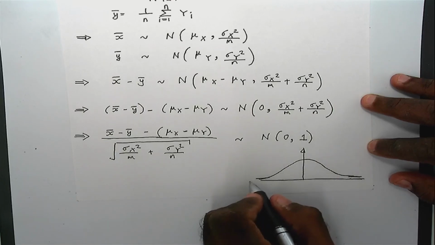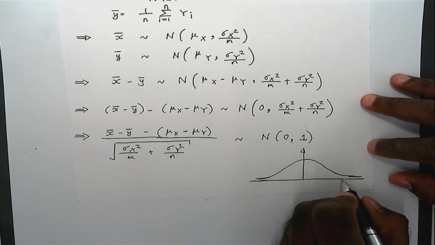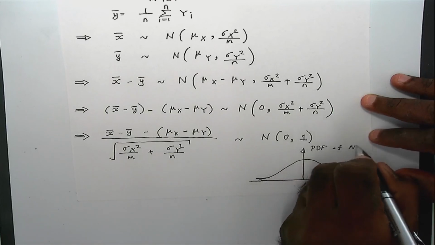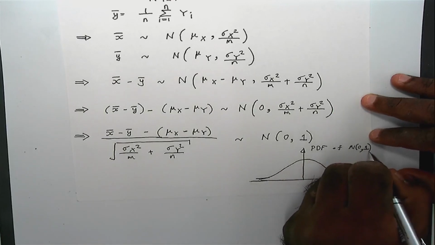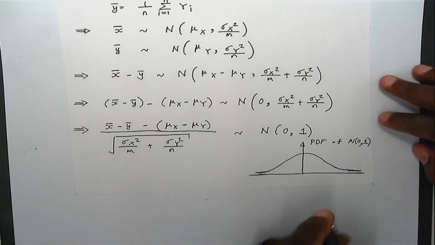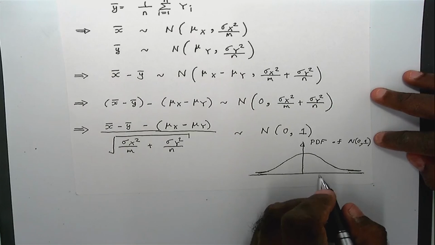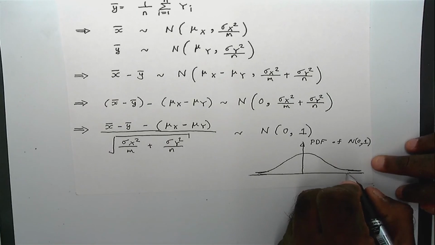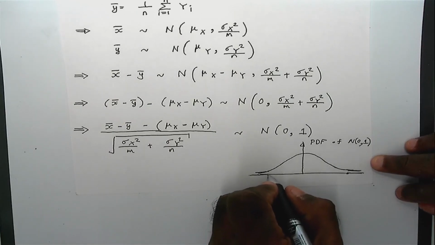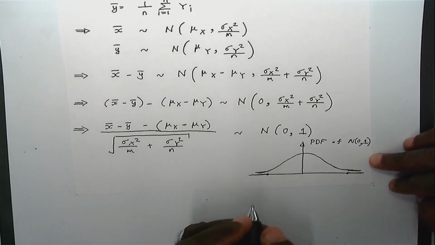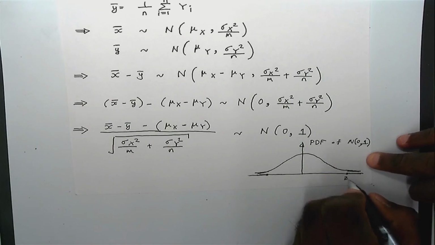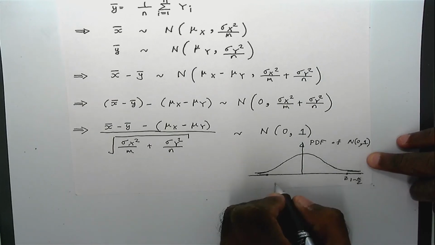So if you have, say, 2 points, so this is the PDF of standard normal, okay? And if you have 2 points on the horizontal axis, right? So suppose this one and this one, right? And suppose this point is z 1 minus alpha by 2, and suppose this point is z alpha by 2, right?